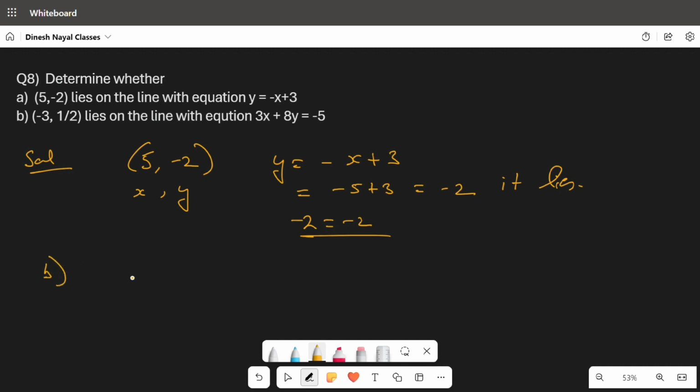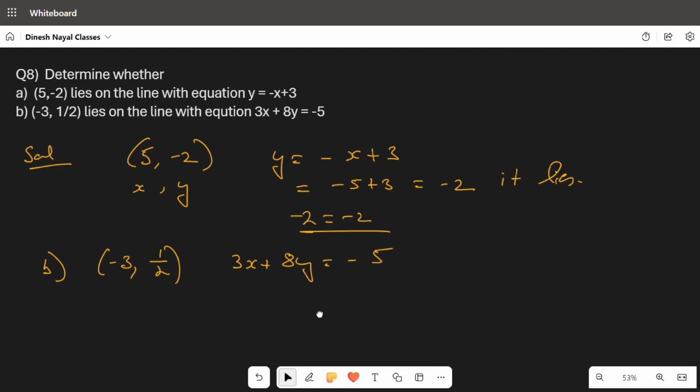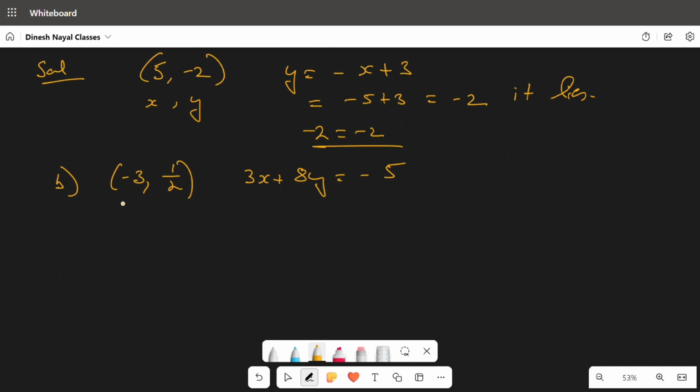Now for the b part, we have to check whether (-3, 1/2) lies on the line with equation 3x plus 8y equals minus 5. So you have to check for this. Now see, you just substitute the values of x and y on the left hand side. If this left hand side comes out to be minus 5, which is on the right hand side, then this point will lie on the given line.